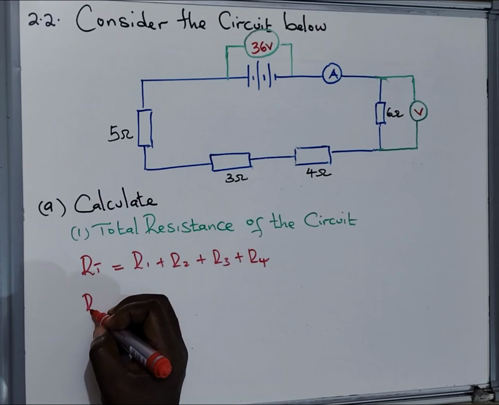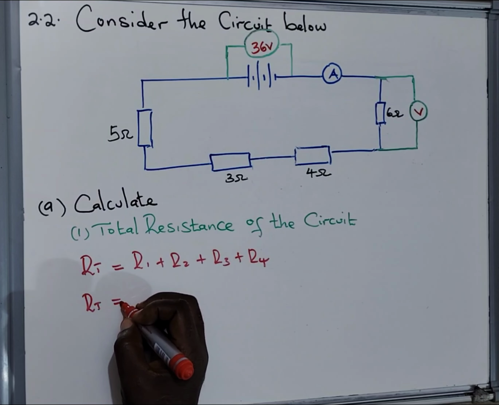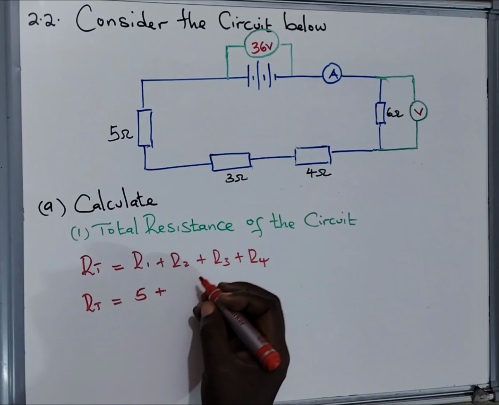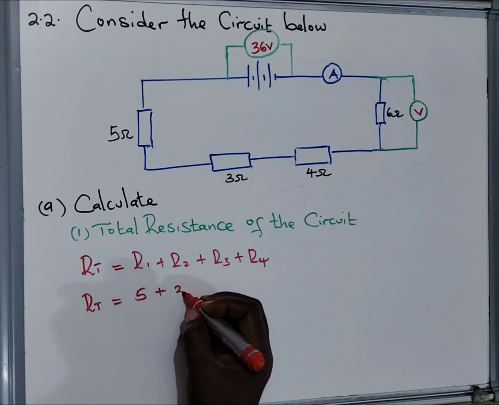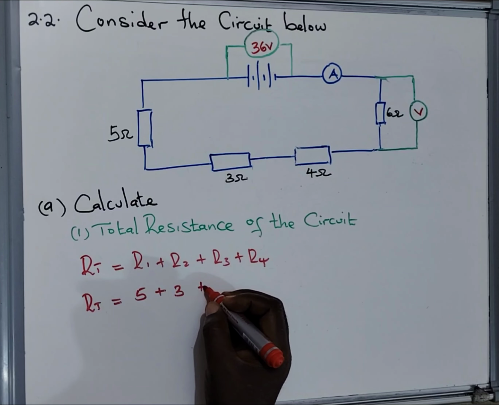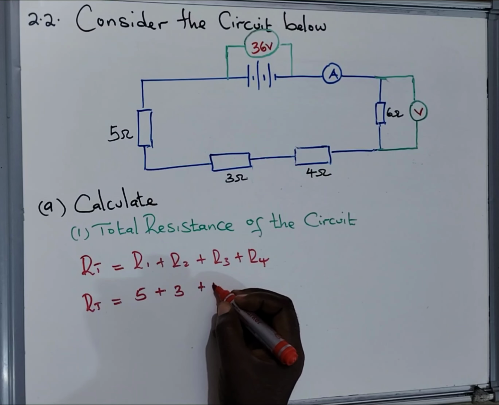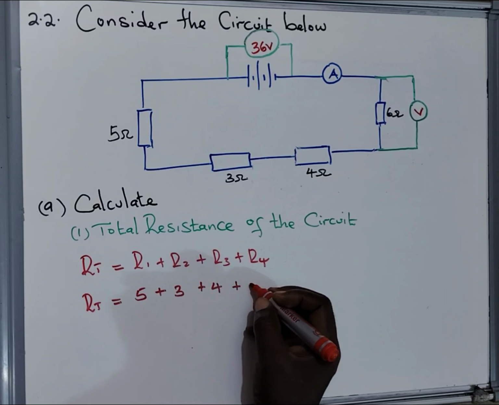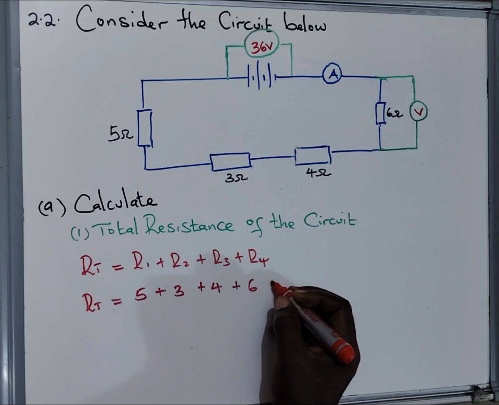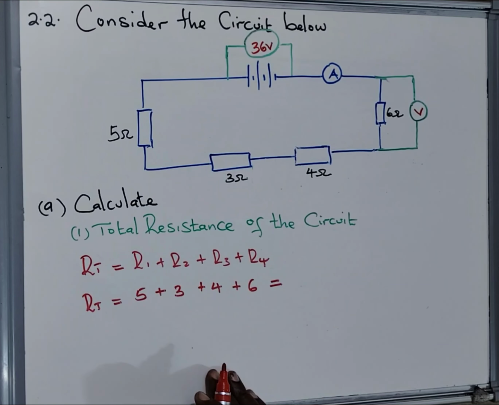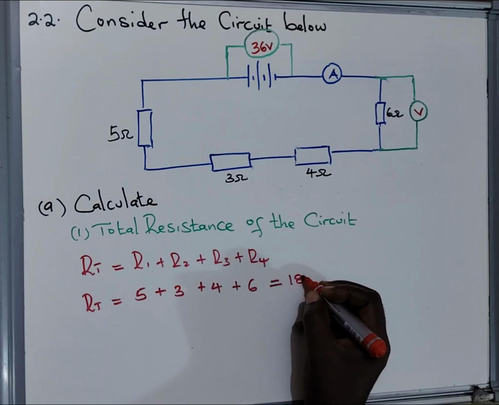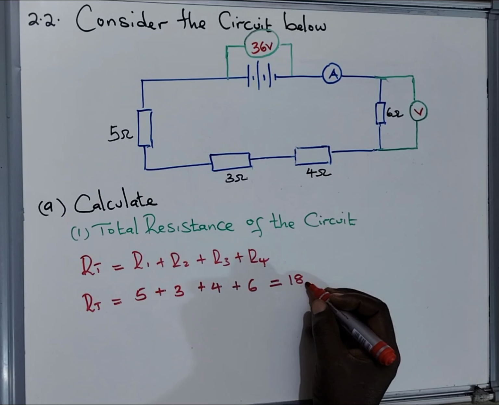Next, we substitute. Suppose we call 5 to be R1, then the 3 to be R2, the 4 to be R3, the 6 to be R4. What do we get here? You get 18 ohm.